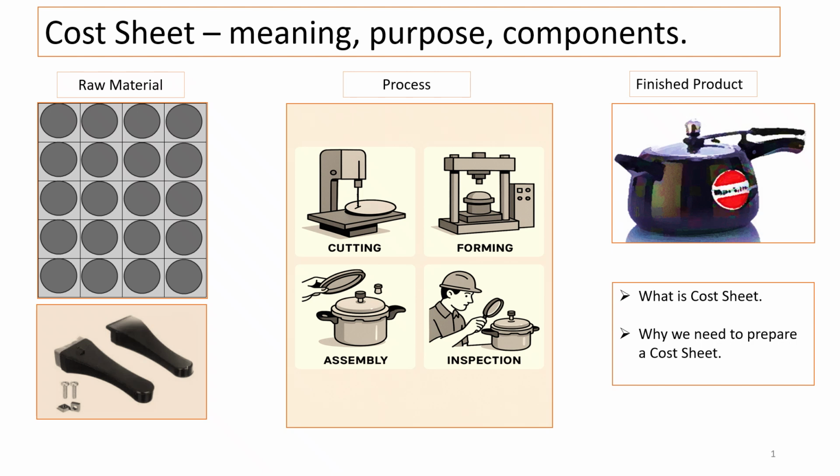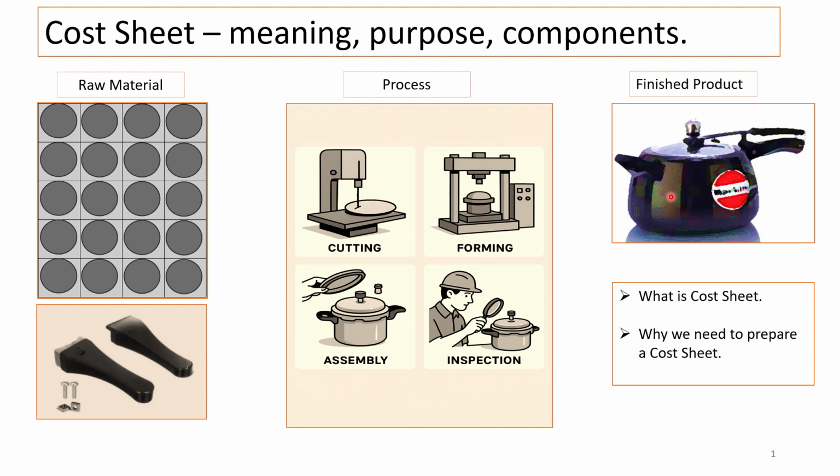Before getting into that, let us understand some basic manufacturing process. In this slide, on the left, we can see raw material, some aluminum sheets and some fittings. In the middle, you can see the process of cutting the raw material and forming it to the required shape, and assembling the fittings, then inspecting the product. After inspection, the final product is ready for sale.